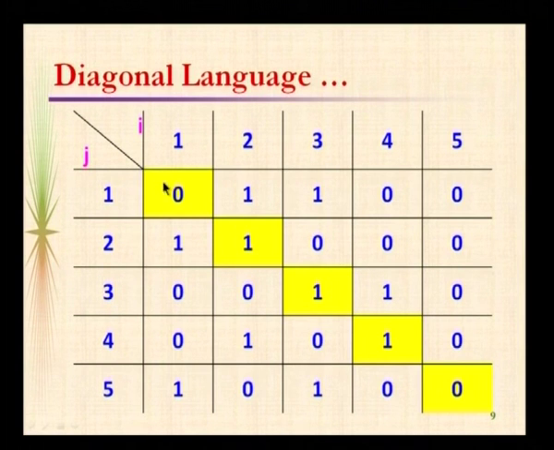Now look at the diagonal values. Here we find 0, which is the cell 1 comma 1. It means this Wi is not accepted by the Turing machine Mi, that is, W1 is not accepted by M1. Then W2 is accepted by M2, then W3 is accepted by M3, then W4 is accepted by M4, and finally in this table W5 is not accepted by M5.